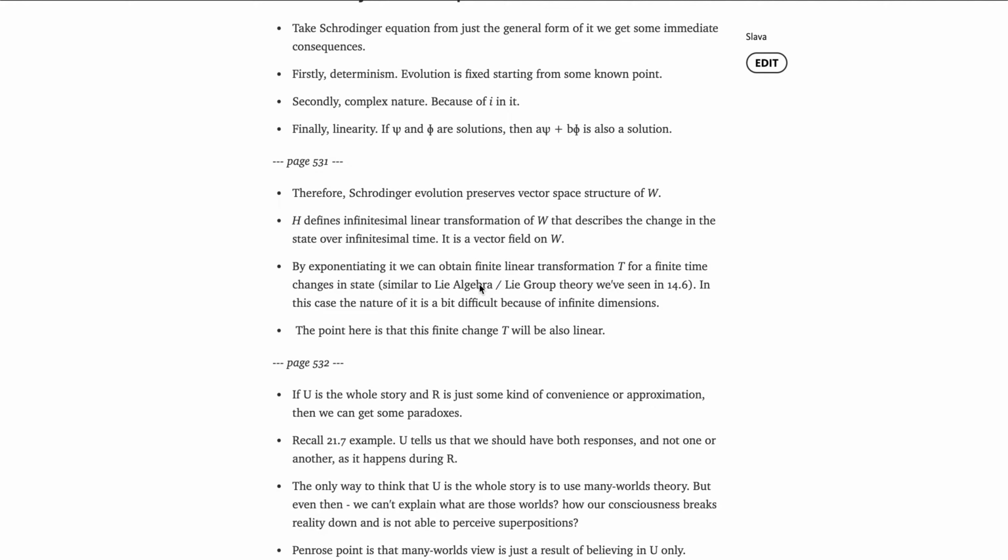And it's similar to what we've seen in Lie algebra and Lie group theory in chapter 14. In this case the nature of it will be a bit difficult because of infinite dimensions, but it doesn't matter for now. The point here is that the finite change for our wave states or wave function will be described with some linear operator t defined on the space W, and that's the main point here.